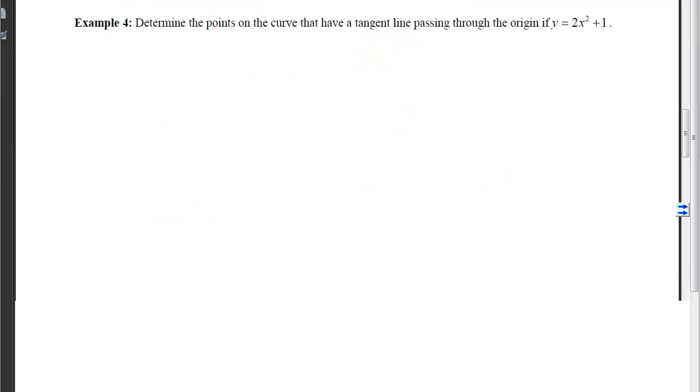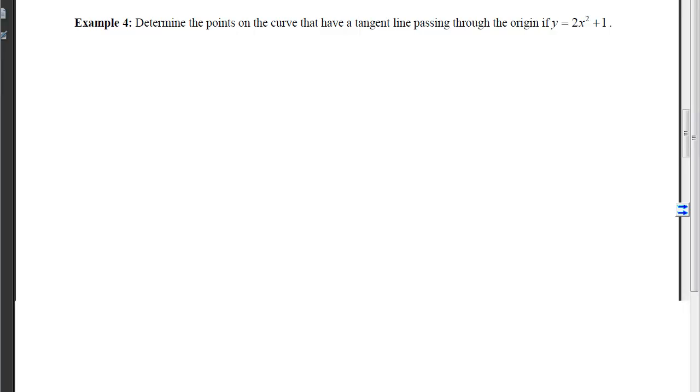Example 4 is a little different than what we've done prior to this because we want to now determine the points on the curve that have a tangent line passing through the origin, as opposed to getting the points and then finding the equation of the tangent line. So I'm going to warn you that this is one of my favorite types of tangent line problems because it requires a bit more understanding of what we're doing as opposed to just plugging and chugging through a process that gets pretty routine after you've done it a few times.